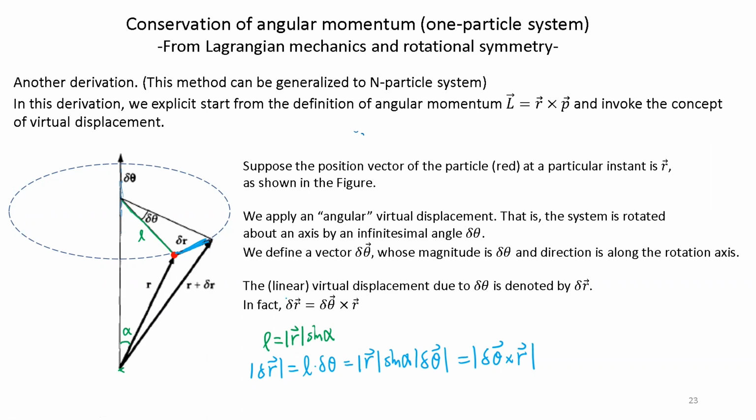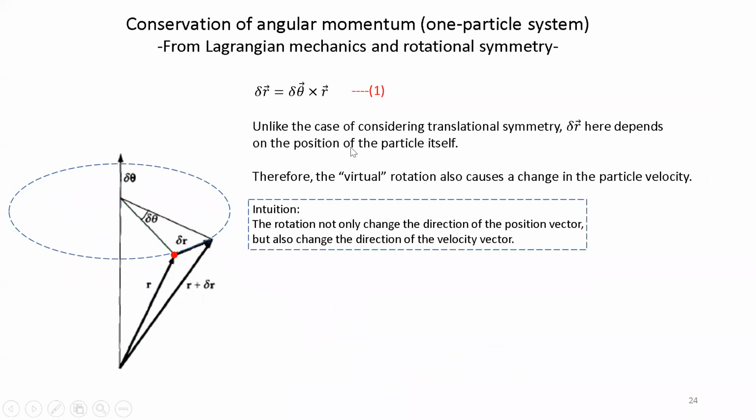So this is the key result, and we'll use it again: delta R equals delta theta cross R. An angular displacement results in a linear displacement, related by this. Let me just write this down one more time.